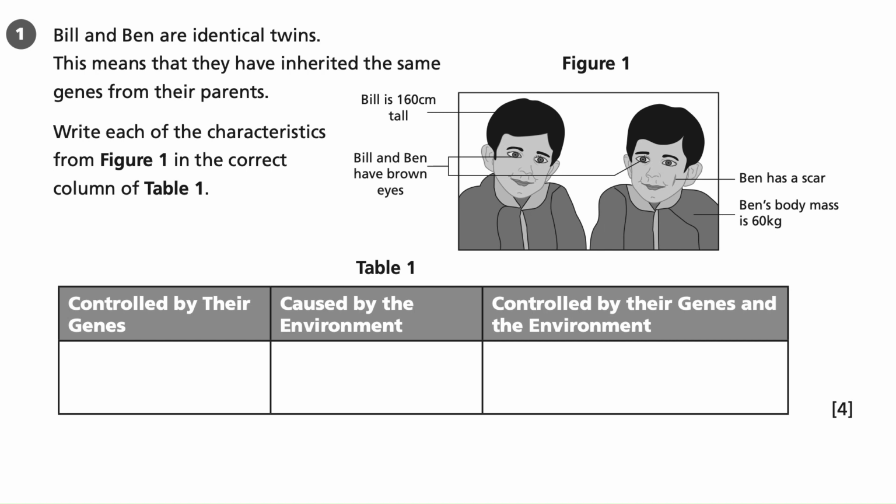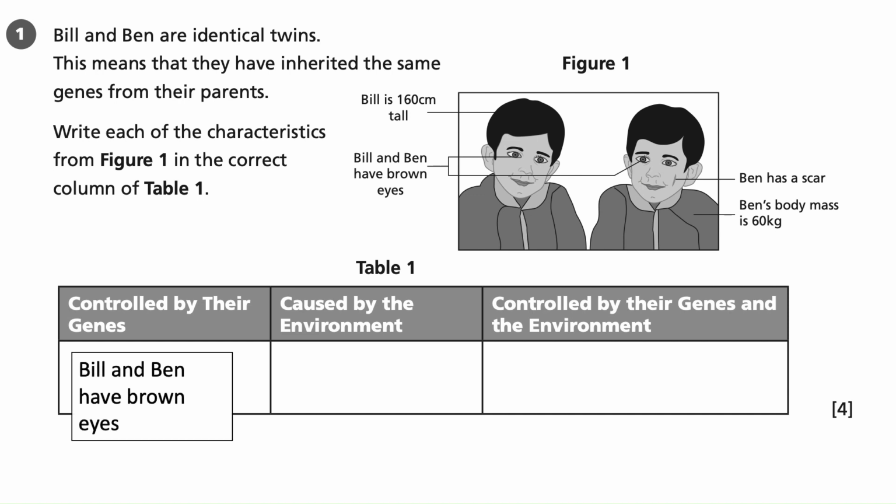It's always better to plan things and think, right, what am I going to write here? So, first of all, we're looking for something that is controlled by their genes. So something that isn't affected by the environment. Now, that can't be height, it can't be the scar, because that's purely environmental. It can't be the body mass, because that's affected by the environment and the genes. So therefore, it must be eye colour. So Bill and Ben have brown eyes. That is only controlled by their genes.